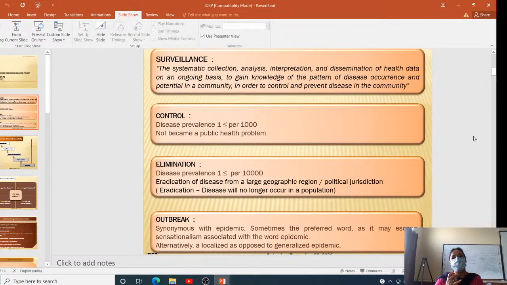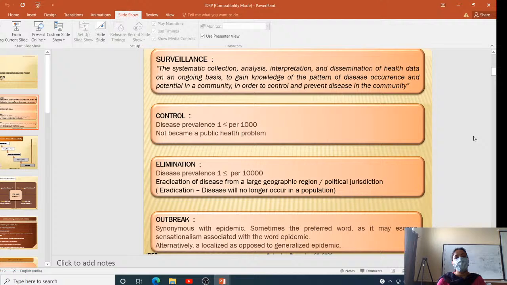So three terms: control, elimination, eradication. Control, less than 1 per thousand; elimination, less than 1 per 10,000; and eradication, the disease ceases to exist in that population. Then a definition of outbreak has been described for surveillance, which is somewhat synonymous with the epidemic definition.